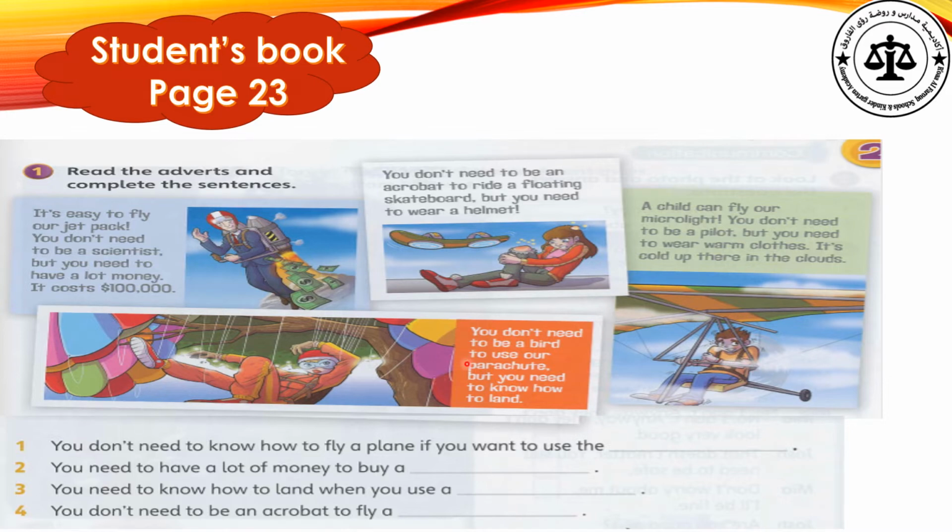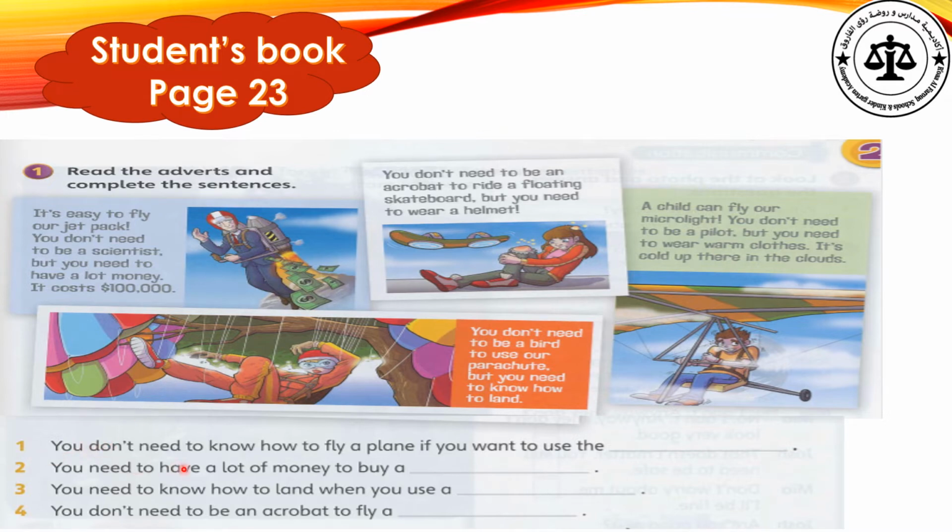And the last one, you don't need to be prepared to use our parachute, but you need to know how to land. الشيء الضروري إنك تعرف كيف تهبط على الأرض بالشكل الصحيح. These are examples of how to use don't need to and need to. We said need to is for necessity, for things that are necessary, and don't need to is for something not necessary, but you could do it.